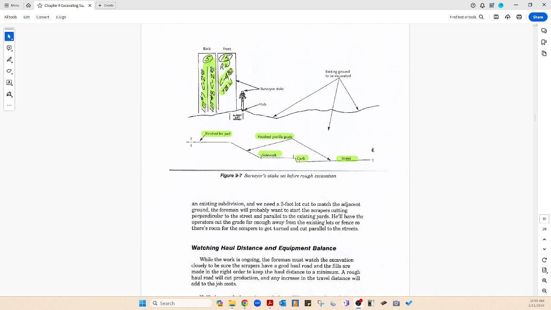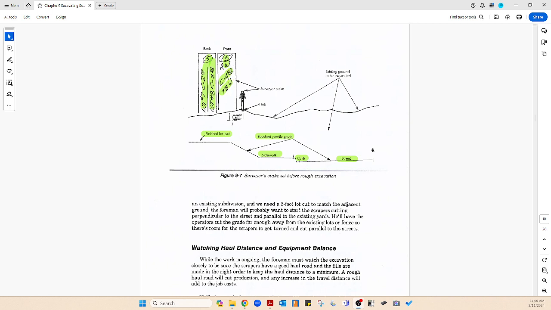So here's your lot. This is where the house goes, and back here there's probably another lot. What we have is cutting out lots on a slope. Here's the existing grade, as you can see. This is finished grade right through here for the sidewalk, the curb, and the street. And here's your finished lot grade right here. And it's all coming from these hubs and these laths set by the surveyor.